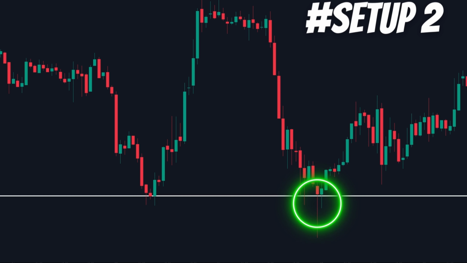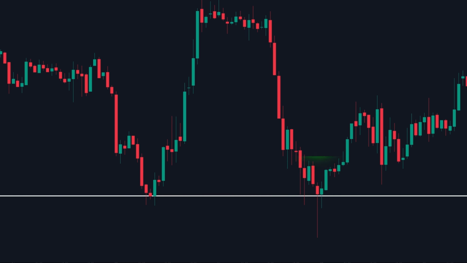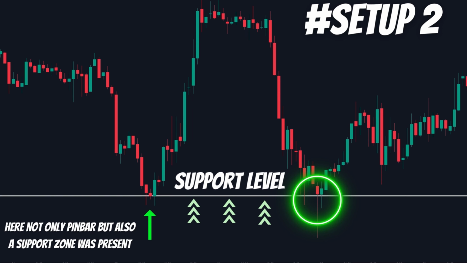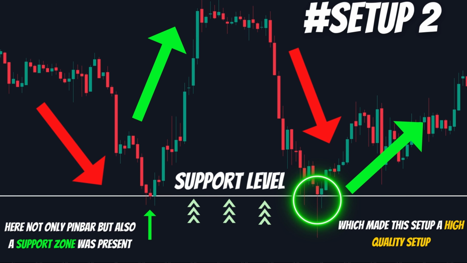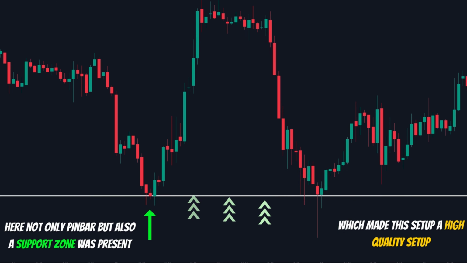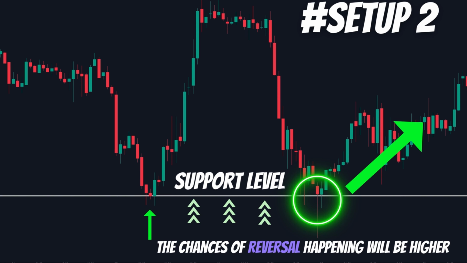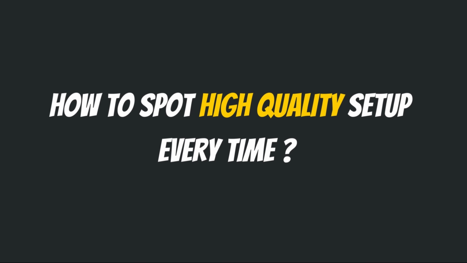For this we have to understand setup number 2. Here, like the previous setup, a bullish pin bar was formed, but this time a support was also present. Now if you are not able to understand how to spot support and resistance, watch my support and resistance video. With having a pin bar and support level in this setup, this becomes a high quality setup compared to setup number 1. How to spot a high quality setup every time?